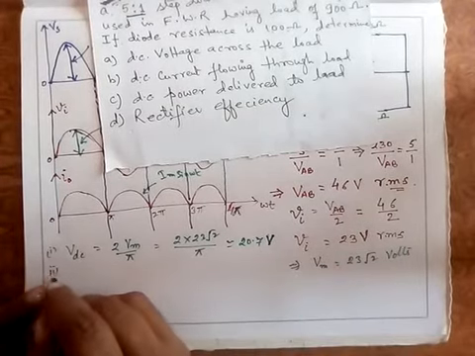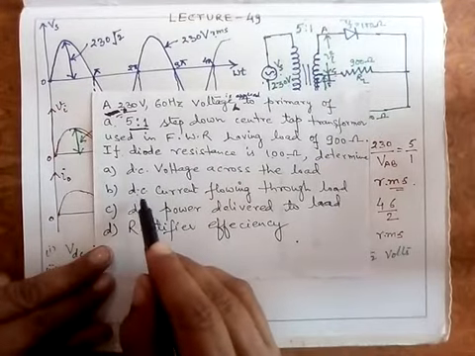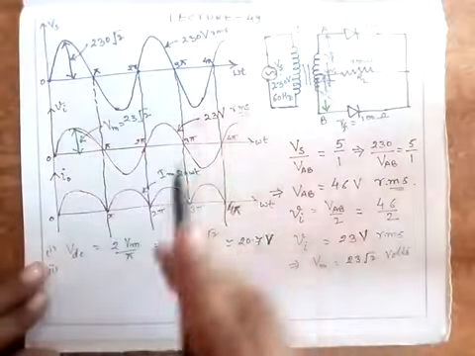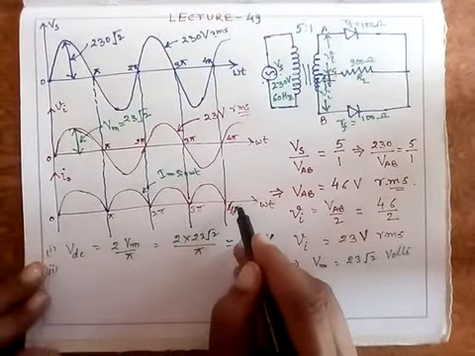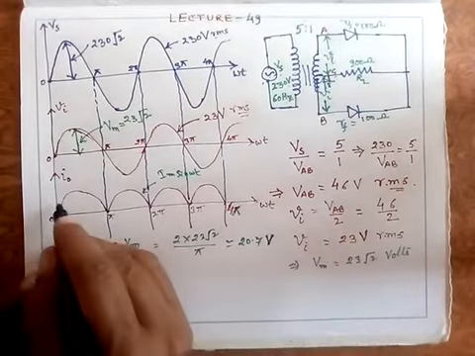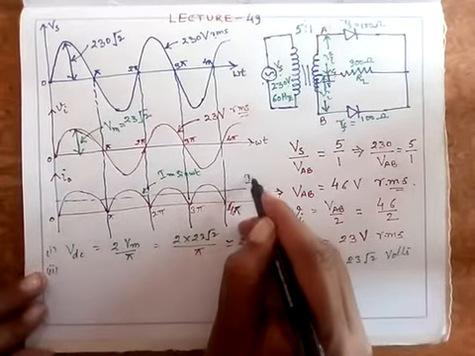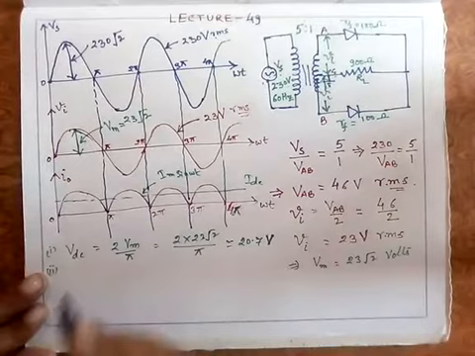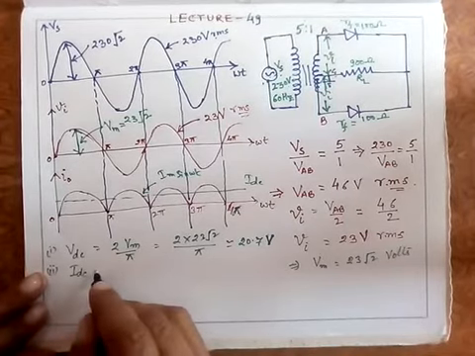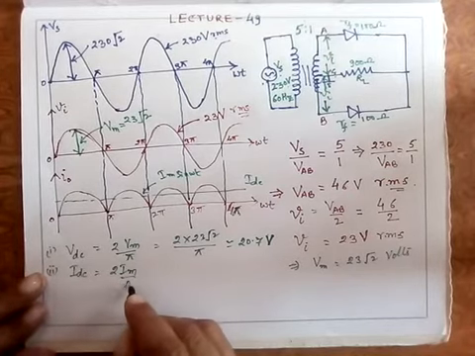Second part, B part, it says determine the DC current flowing through the load. What is the DC current flowing through the load? Means the DC value of the output current. What is the same thing? I need the DC value or the average value of this. This is IDC. And I told you how to find the value of IDC. What is the formula for this? IDC is equal to twice Im by pi.